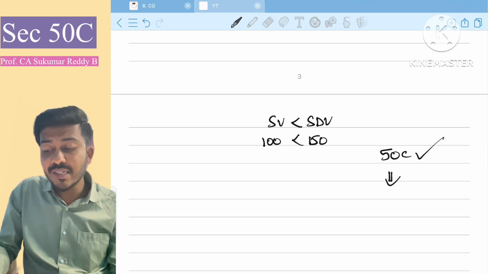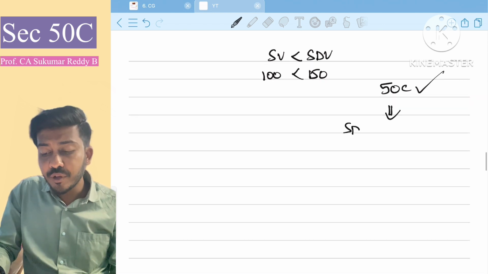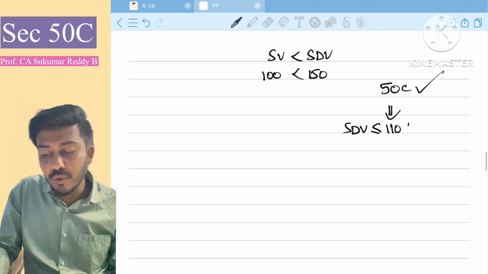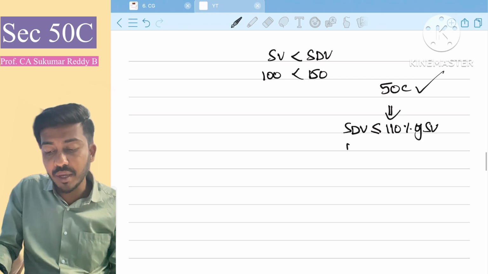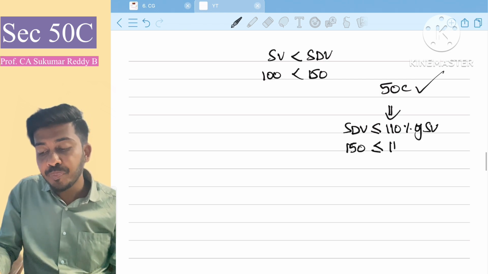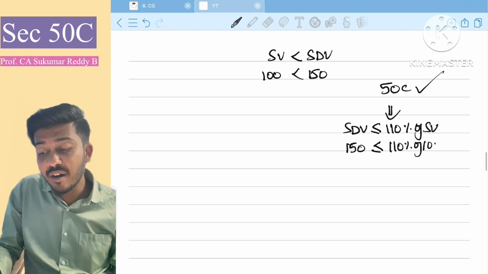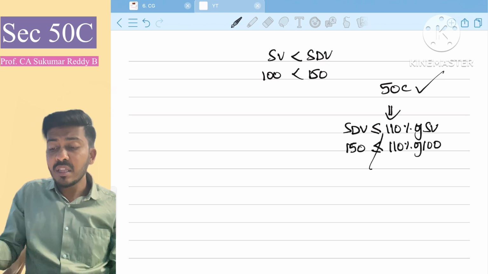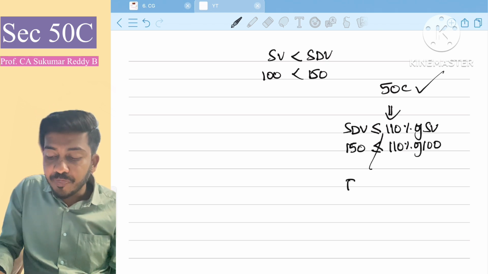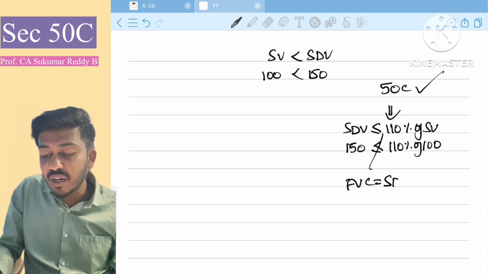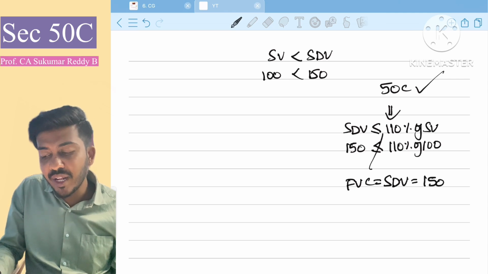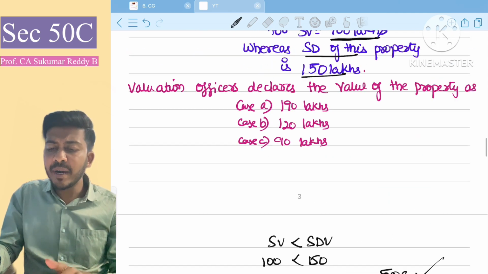Once section 50C is triggered, what should you check? You should check whether SDV is less than or equal to 110 percentage of SV. SDV is 150 lakhs, whereas 110 percentage of 100 lakhs is going to be 110 lakhs. This condition is not getting satisfied. Therefore, full value of consideration will be SDV, which is 150 lakhs. This we know.